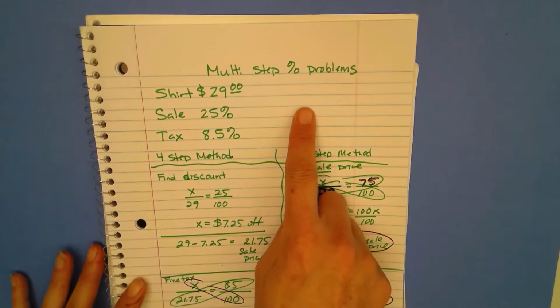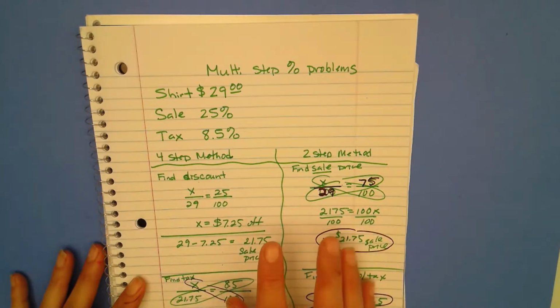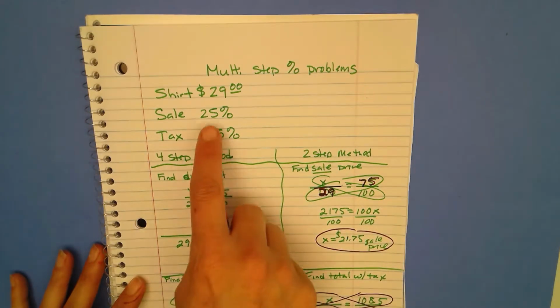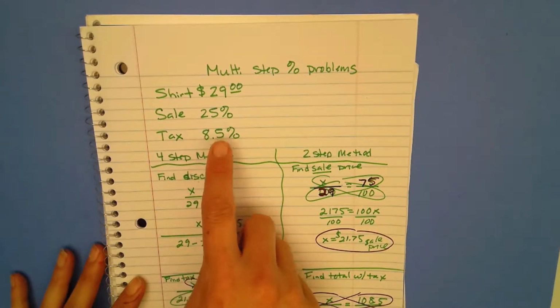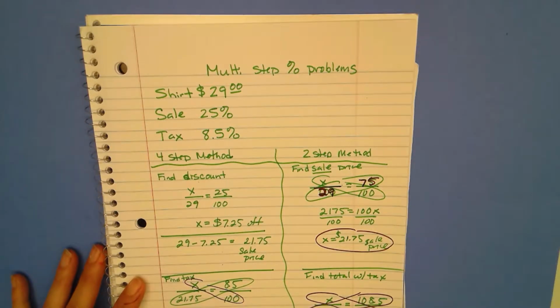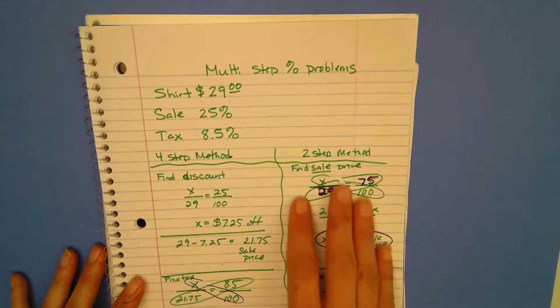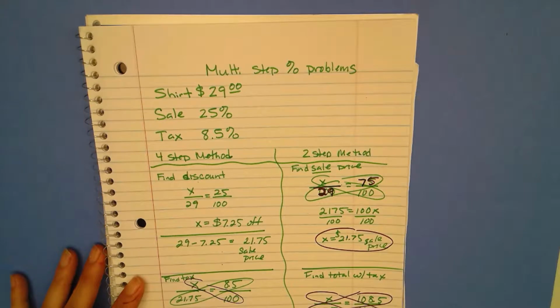Okay, I'm going to show you two different ways to solve a multi-step percent problem where you have a sale percentage and a tax. One is the four-step method. The other I call the short method, or two-step. Many of you have already done this problem on your own. You can compare it with what you did.